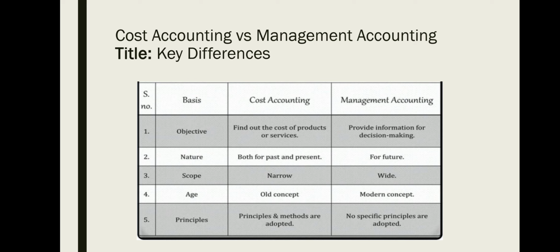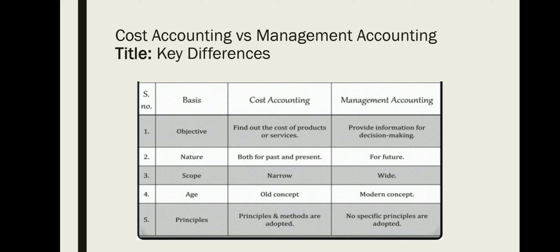Same as before, these both are also branches of accounting, but at the same time they are also different from each other on various bases. Very first one is objective. Cost accounting finds out the cost of products or services. The main objective of cost accounting is to find out the cost of various products, and in this various costing techniques are used. But on the other hand, management accounting's main objective is to provide information for decision making, for planning, for making strategies, budgets, etc.